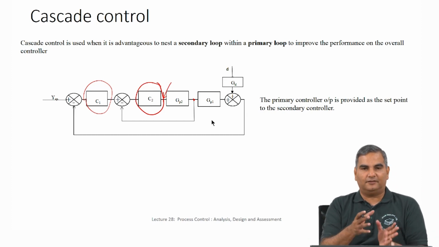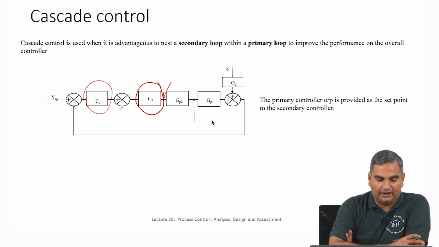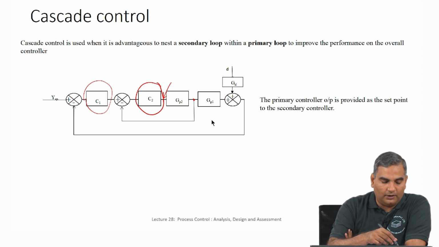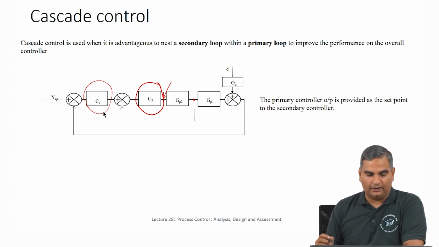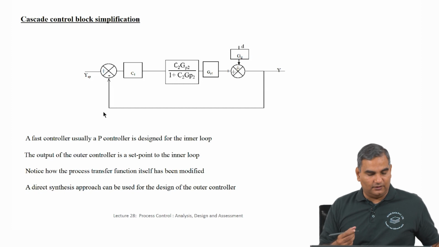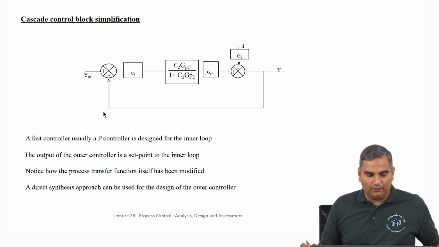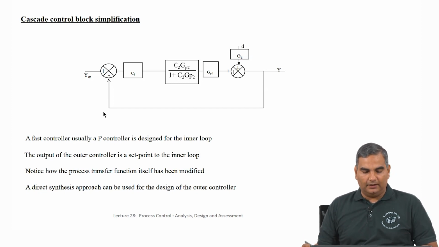So, that is the basic physical idea of this cascade controller. The outer or the master controller, whatever you want to call it, gives a set point to the secondary or inner or a slave controller. So, now we have this. What happens now in terms of analyzing the transfer function?